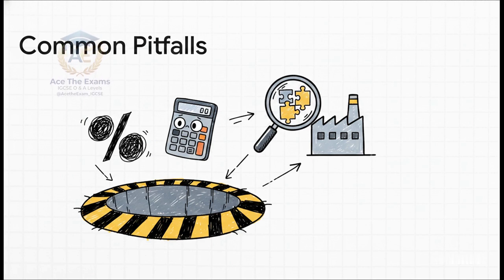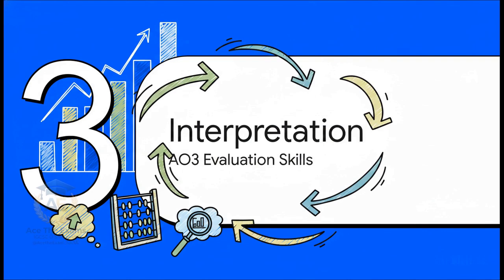Second, completely omitting state symbols like currency signs in manufacturing accounts or financial statements. It just loses you easy marks. Keep an eagle eye out for these traps. Moving right along to part 3, the real A-star difference, interpretation and evaluation, or AO3.